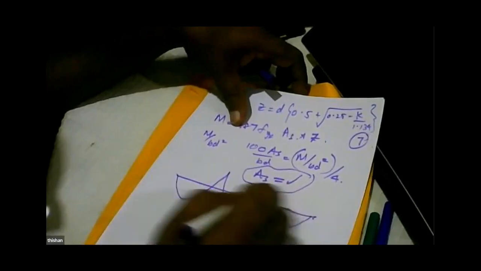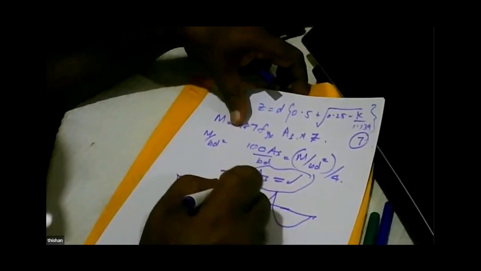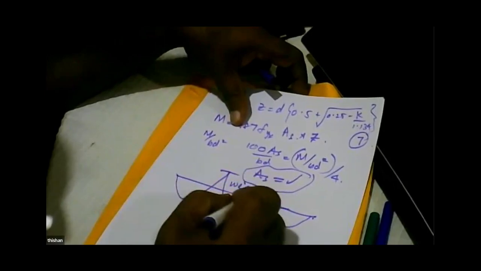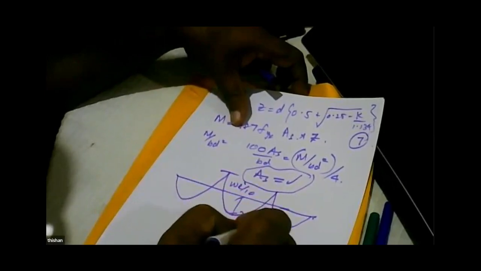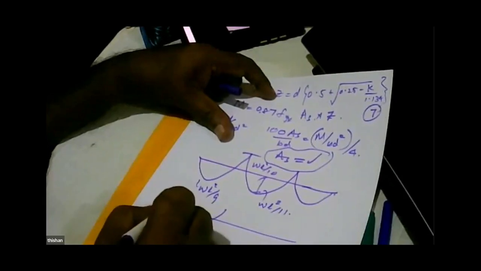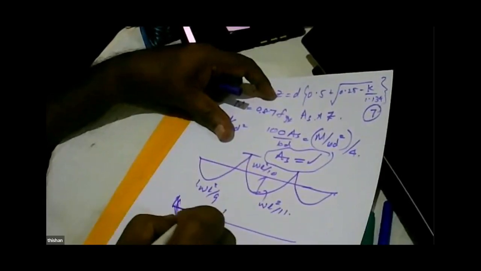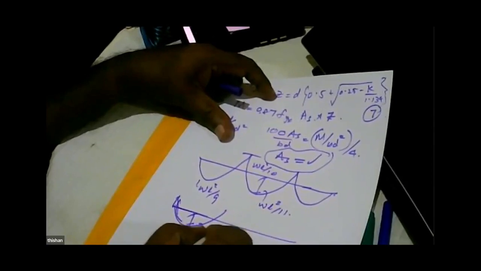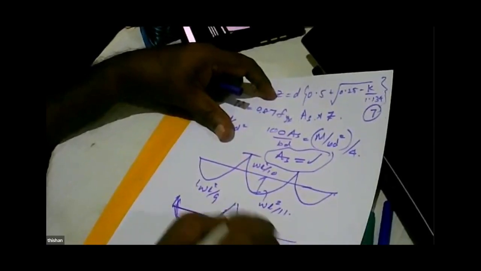How to find M? I'll use a value like WS/10. I'll use a value like WS/11 in the internal spans. I'll use a value like WS/8 when it is simply supported. But no structure is simply supported like this. So even in this span, I'm going to get some fixity here. So I'll use WS/10 here. Here also WS/10. So I don't waste time finding the moment.